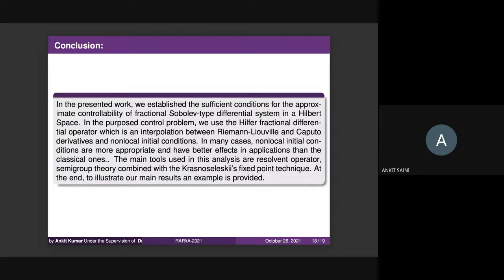differential system in a Hilbert space. In the proposed control problem, we use the Hilfer fractional derivative, which is an interpolation between Riemann-Liouville and Caputo fractional derivative, as well as a generalization of Riemann-Liouville fractional differential operator. And also we consider in this problem non-local initial conditions. In many cases, non-local initial conditions are more appropriate and have better effects in applications than the classical ones. The main tools used in this analysis are resolvent operator, semigroup theory combined with the Krasnoselskii fixed point technique. And at the end, we provide an example to illustrate our abstract results.